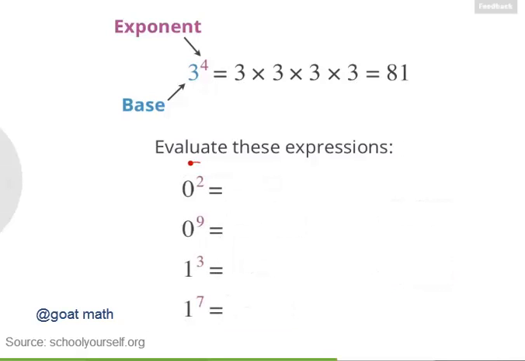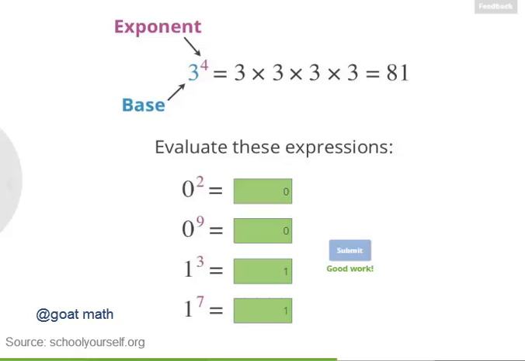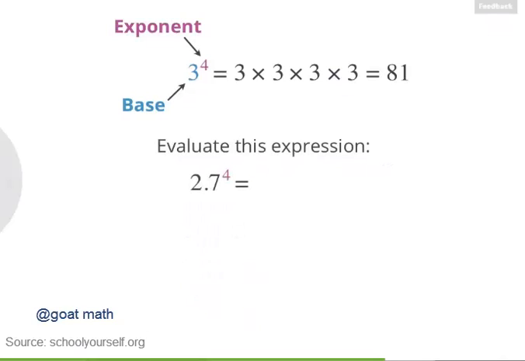Next, see what happens when you raise 0 to different powers and when you raise 1 to different powers. Right, so 0 raised to any power will always give you 0, and 1 raised to any power will always give you 1. Next, let's look at raising decimals, like 2.7, to powers.